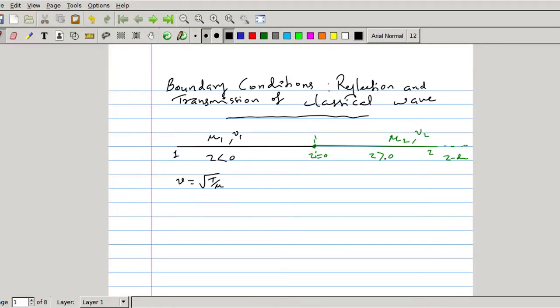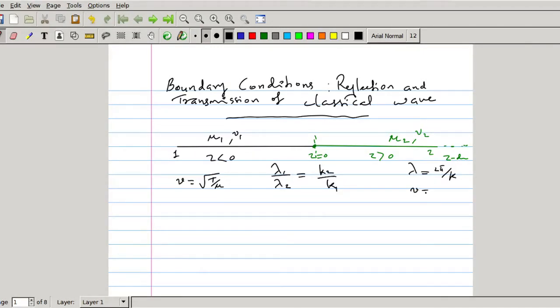So the wave travels through the first string with velocity v1 and through the second string with velocity v2. These velocities will be different, so the wavelength of the wave in the two strings will be different, but the frequency will be the same. Lambda is 2 pi by k, so lambda 1 by lambda 2 is k2 by k1.